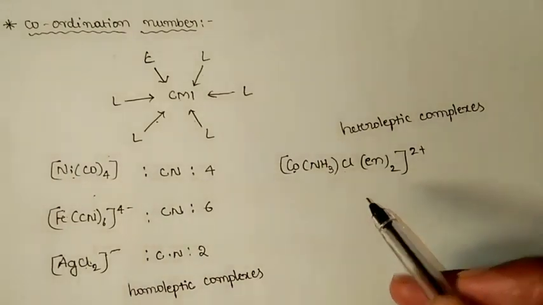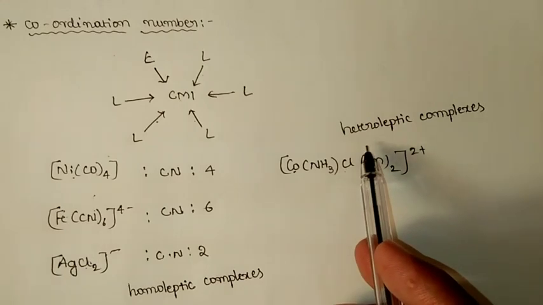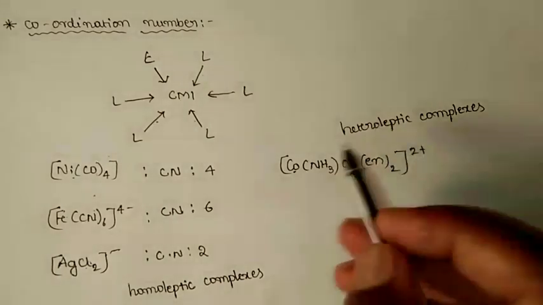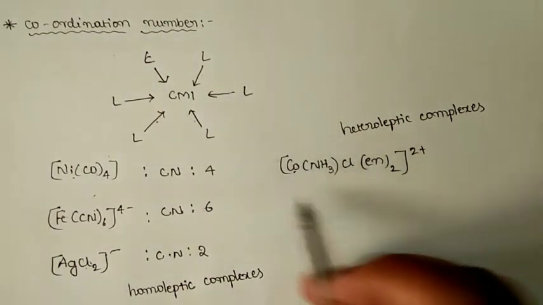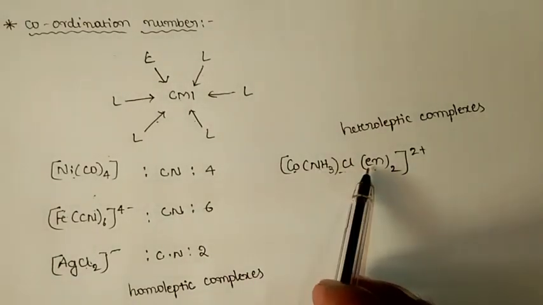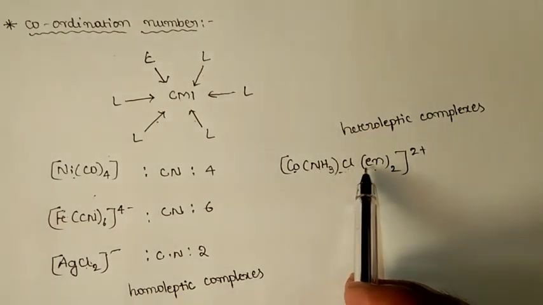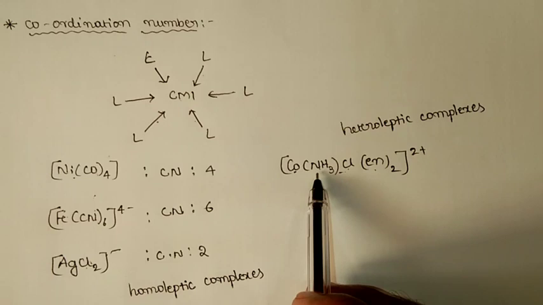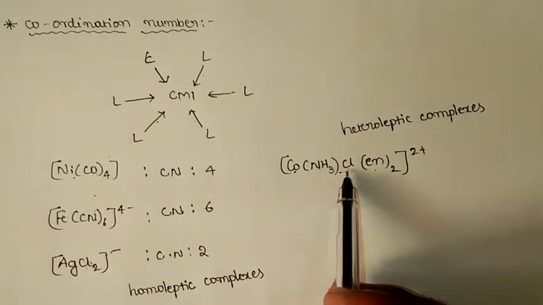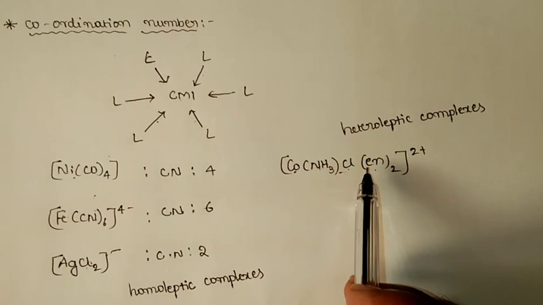Heteroleptic complexes. So these are homoleptic, and this is one of the simple examples of a heteroleptic complex. Here we shall see the coordination number. We have 3 types of ligands: amine, chloro, and ethylene diamine. Amine is a neutral monodentate ligand, chloro is an anionic monodentate ligand, and en, that is ethylene diamine, is a bidentate ligand.